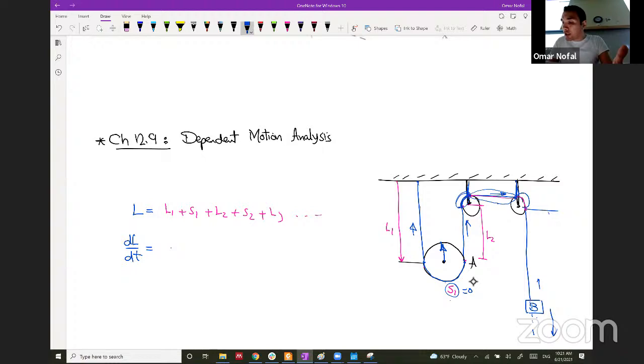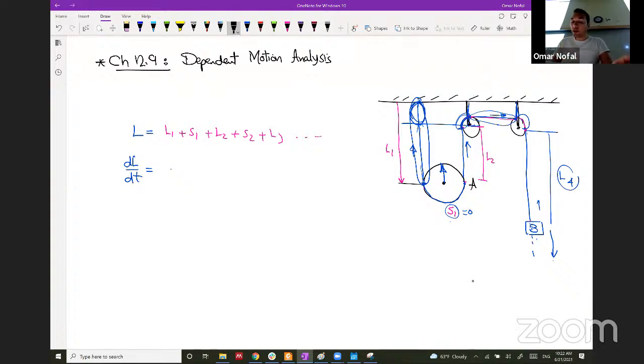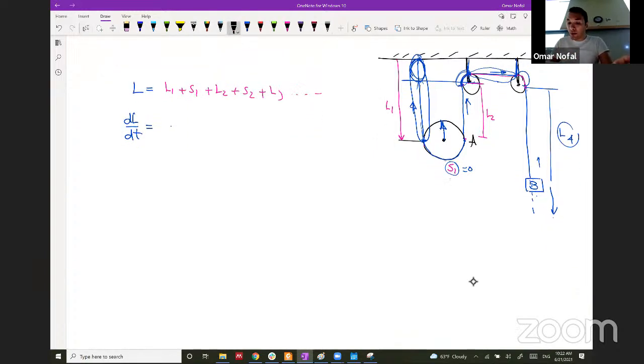But this length is changing because this is going down or going up. So this length L4 is changing. And this length is changing because I know that this pulley is going up. So this part of the length keeps changing. But I know that this part here is not changing. Only this part is changing. So the most efficient way to solve these problems is to identify the variable lengths. So let's see how we can identify the variable lengths for this problem.